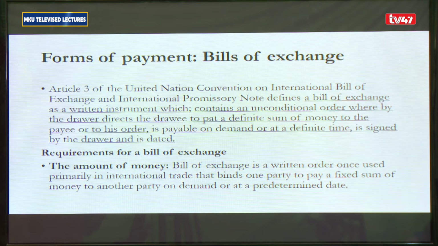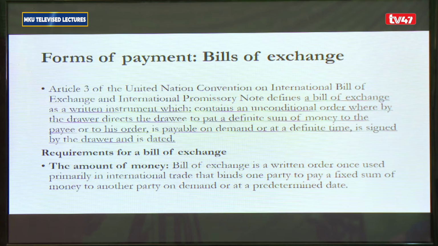The next form of payment is bill of exchange. A bill of exchange is a written instrument which contains an unconditional order where the drawer directs the drawee to pay a definite sum of money, okay, to the payee or to his order, okay. It is payable on demand or at a defined time and is signed by the drawer and it is dated. I think we understand this from our previous classes on contract law.